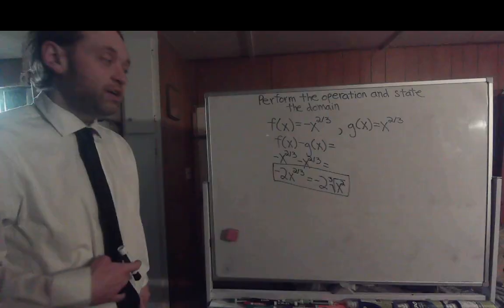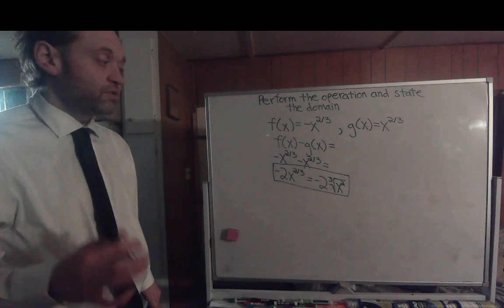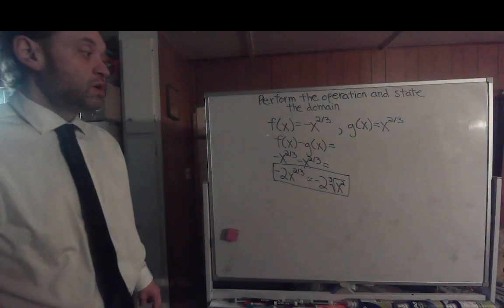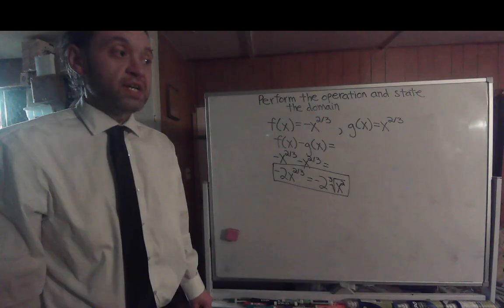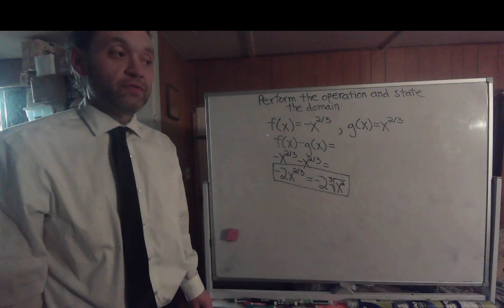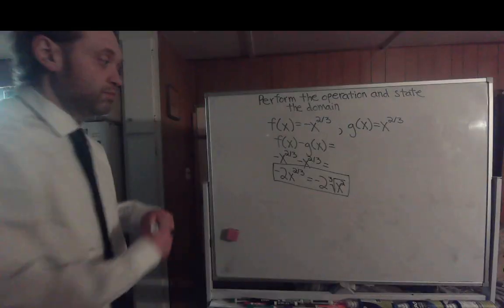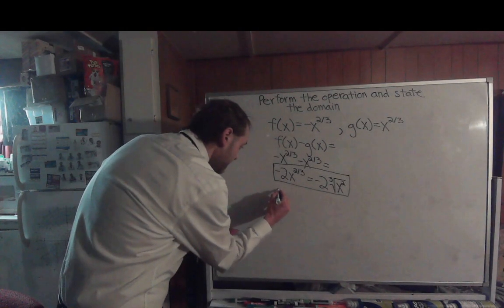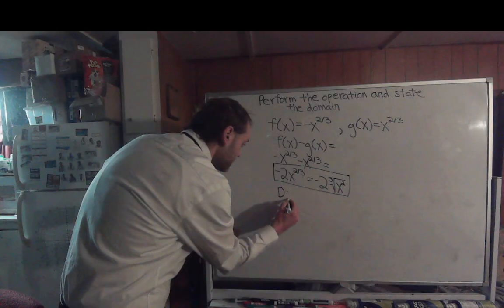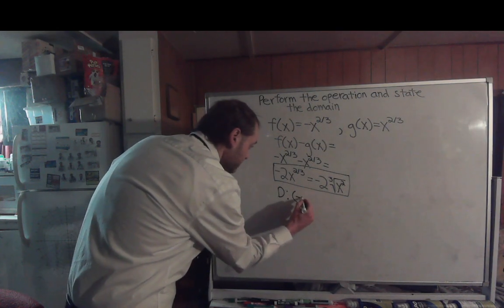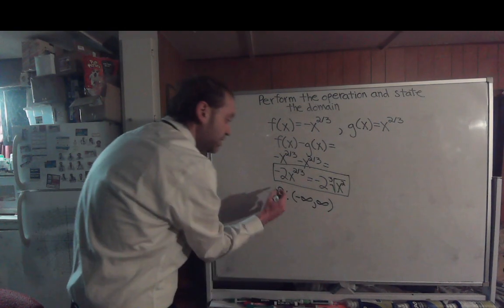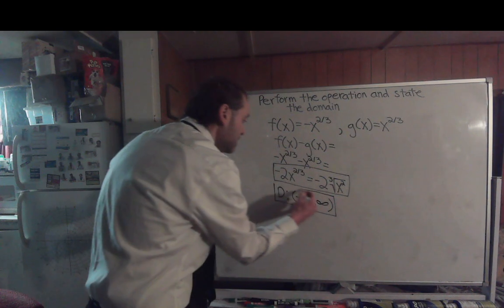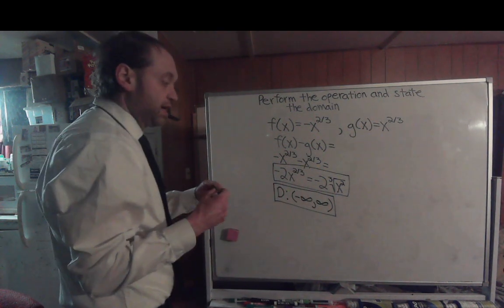Are there any values for which this is not defined in the real numbers? Well, the cube root is actually defined for all values of x, because you can get a cube root of a negative number in the set of real numbers. So the domain in this case is actually going to end up being the entire set of real numbers, from negative infinity to infinity. That would be your domain of the new function you just got.